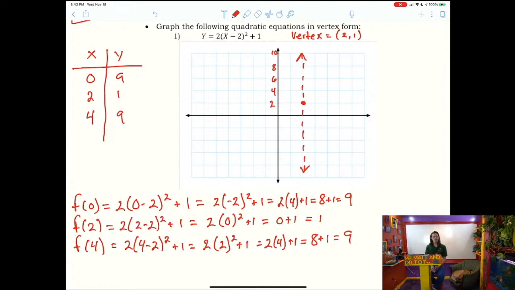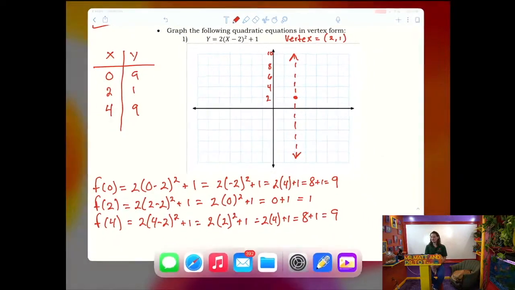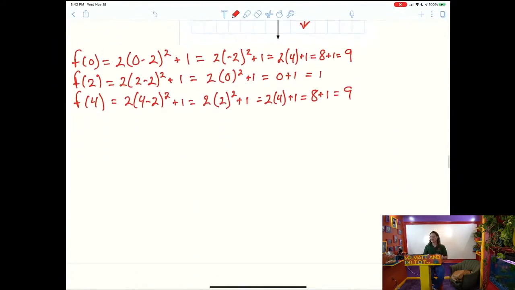And then I'm just going to test 2 points, one to the left and the other to the right of the vertex. So I picked easy to work with numbers, 0 and then 4. They're equal distance from 2. Evaluating 0 for x, or finding the value f of 0, I get +9. Evaluating +2, or finding f of +2, that gives me +1. And f of +4 gives me +9.